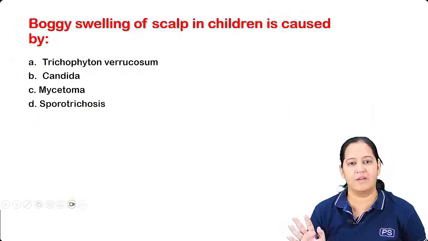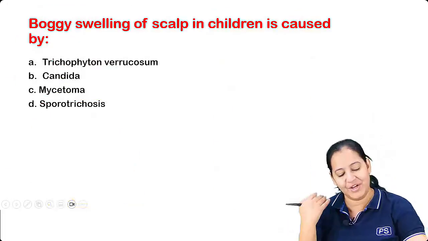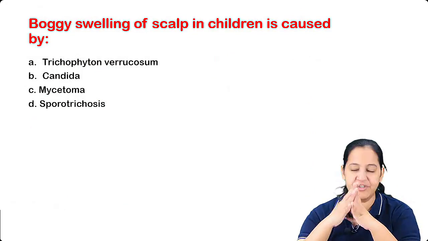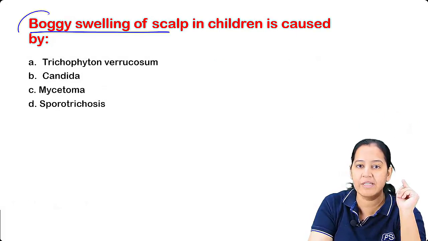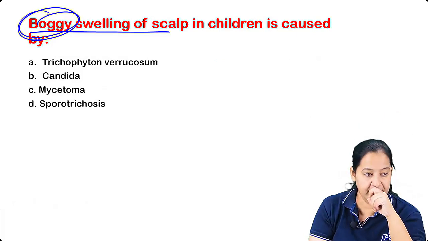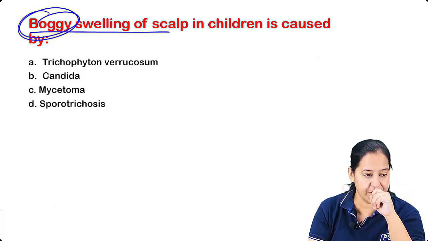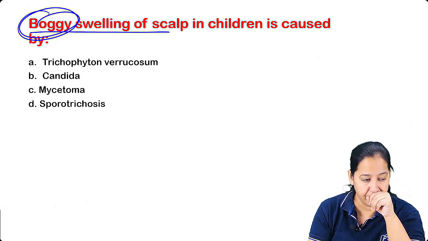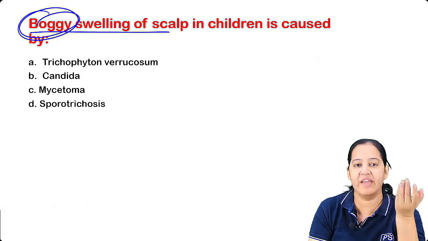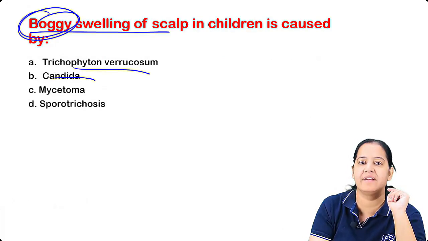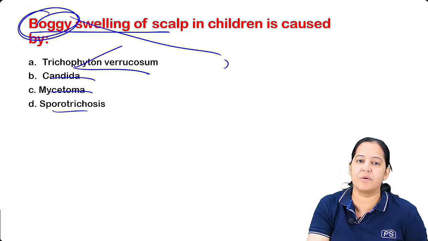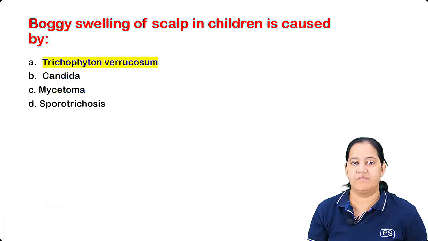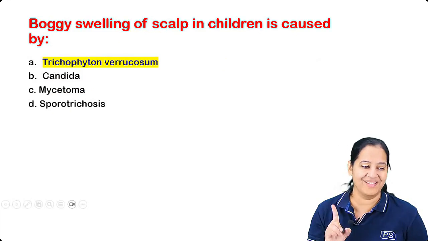We are done with dermatophytes. Read the question, tell me the answer. Boggy swelling in the scalp is caused by what? What is the causative agent? I'm waiting. Is it Trichophyton verrucosum, Candida, Mycetoma, or Sporotrichosis? So boggy swelling is dermatophytosis. It is caused by Trichophyton verrucosum. So I told you right now to learn this verrucosum.